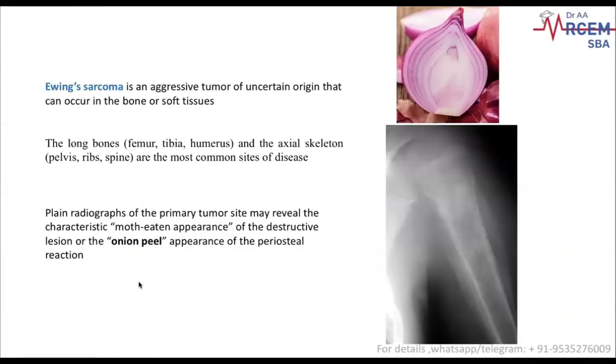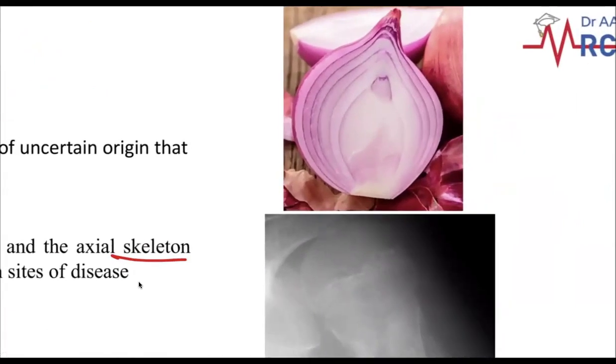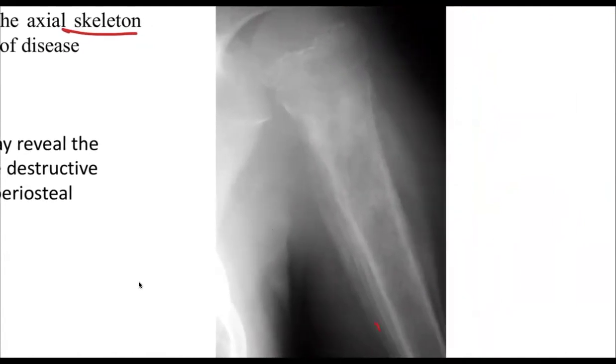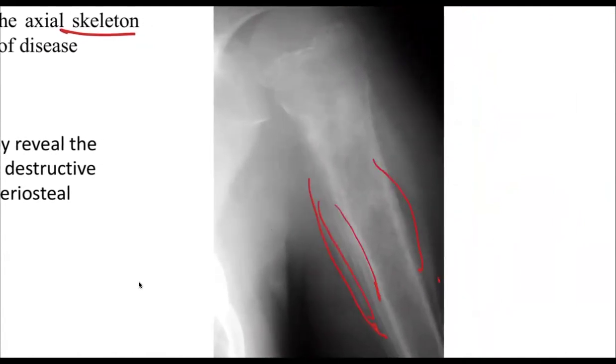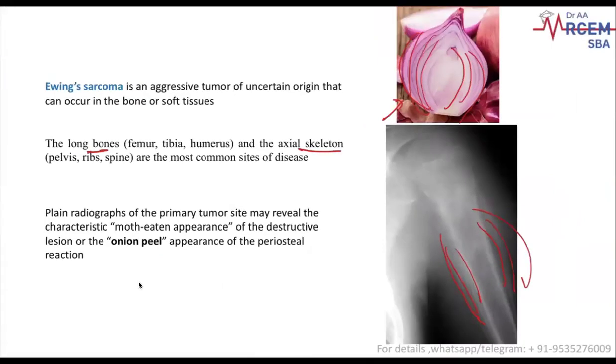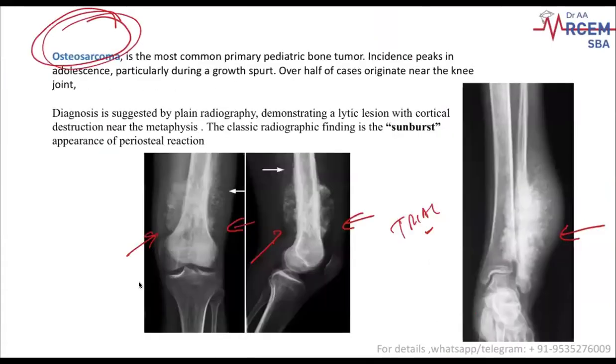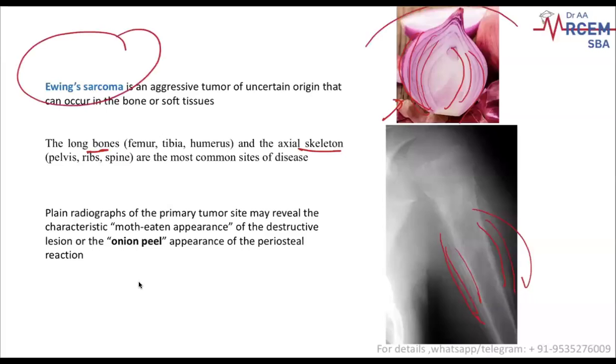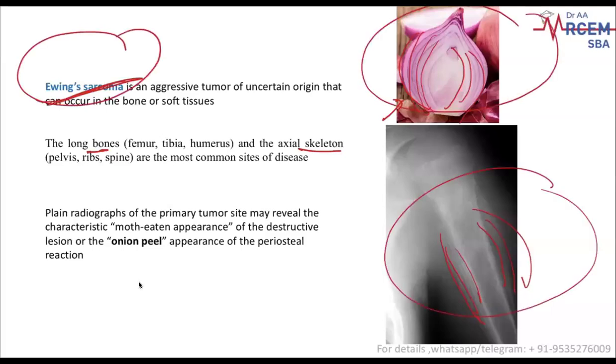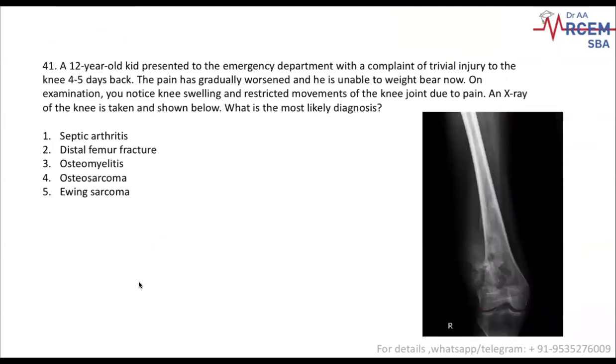Ewing sarcoma is the second most common. Usually the long bones are involved. Doesn't mean only long bones; the axial skeleton can also be involved. They classically present with an onion peel appearance. Onion, you can see like this, is known as onion peel. So classically here you can see onion peel appearance is present. So the favorite one to ask is osteosarcoma. They have asked multiple times. That doesn't mean Ewing sarcoma cannot come. Remember the onion appearance, Ewing sarcoma. These are the two common tumors you need to be aware of from an exam point of view.